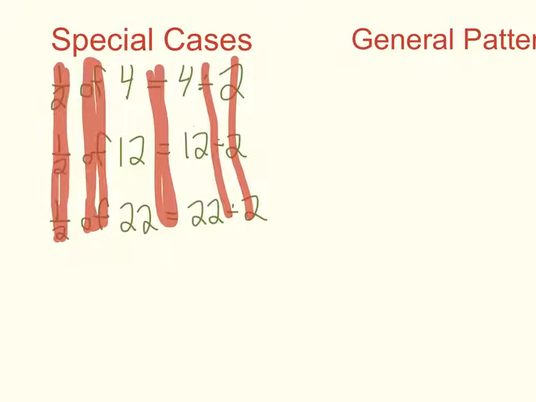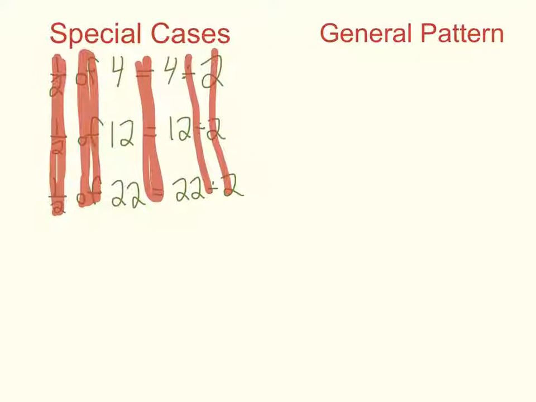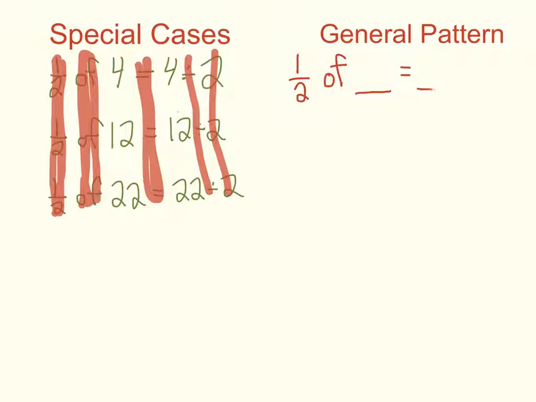Let's write this as a general pattern, beginning with an equation. All my special cases begin with 1/2, so I'm going to start my general pattern with 1/2. Then they all have the word "of." The next spot is where they differ, so I'm going to leave that blank. Then they all have the equal sign. The next thing is different, so I'll leave that blank. And then I have divided by 2. So 1/2 of something equals something divided by 2. I want to make sure my somethings are the same between the equations.